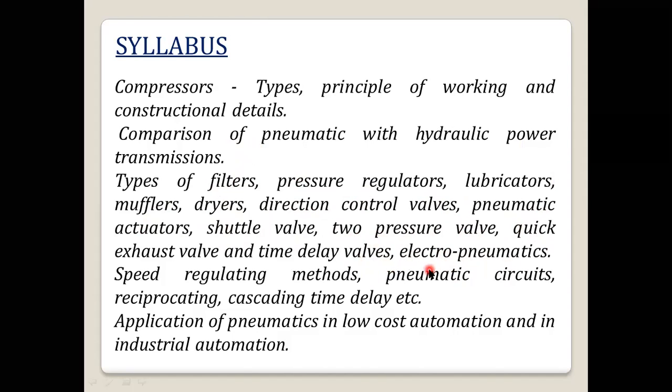Then we have to also study about the electro pneumatics. Then after this, we will discuss the circuits. So in the circuits, you have to study speed regulating methods, then pneumatic circuits, that is simple reciprocating circuit, then cascading, time delay valve circuit and so on. Lastly, in this syllabus is application of pneumatics in low cost automation and in industrial automation. Okay. So what is the theory part in this syllabus that we will cover now? And the circuit part we will study later on.